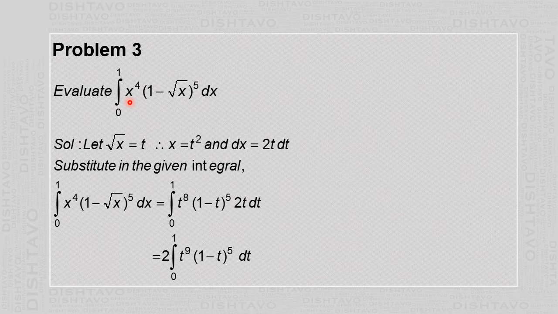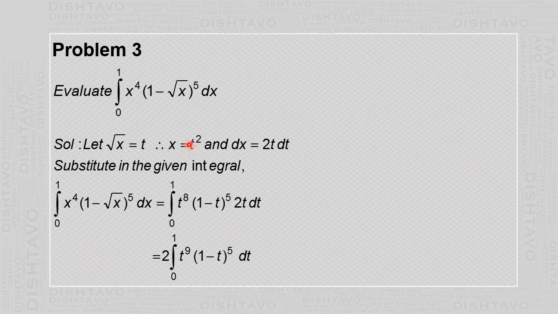So let us do the substitution. Let us say that root of x equal to t. Therefore, if you square on both sides, you will get x equal to t square, and when you differentiate, you will get dx by dt equal to 2t, that is dx equal to 2t dt. Now you substitute this in the above integral. So x equal to t square, so x raised to 4 is t raised to 8, and the root of x, that is x raised to half, is equal to t raised to 2 by 2, that is t.